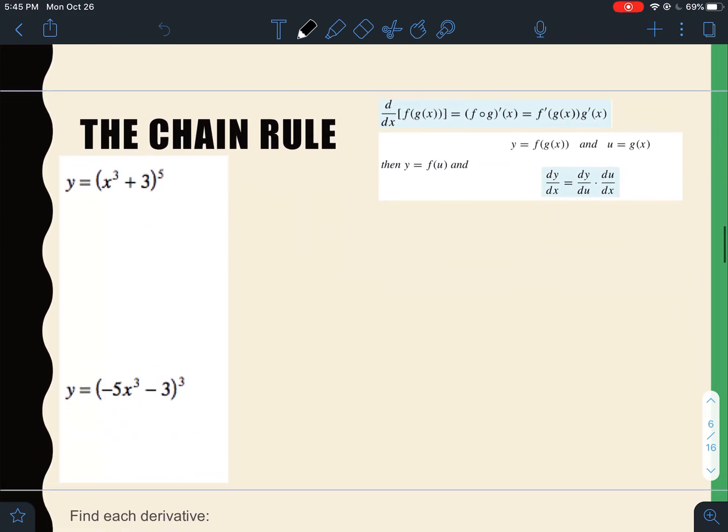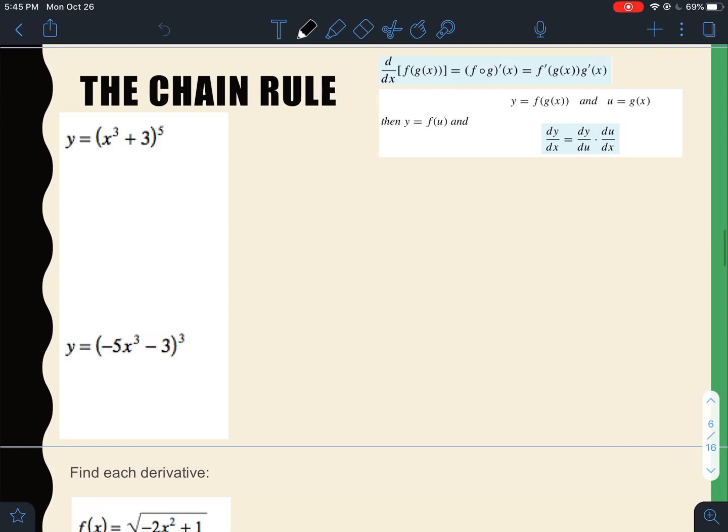So the chain rule, again, we use this when you have a composition of functions. If you have something like f of g of x, we call that a composition of functions. If we want to take the derivative of that, you just need to recognize who's the inside function. In this case, g of x we would call the inside function, and the f would be the outside function.